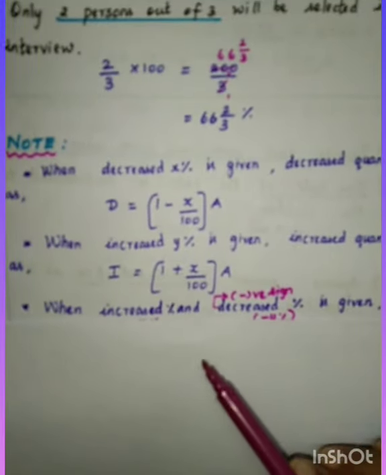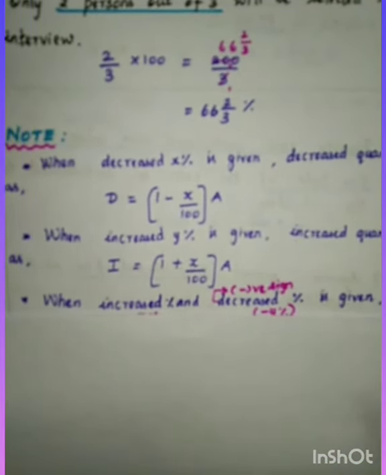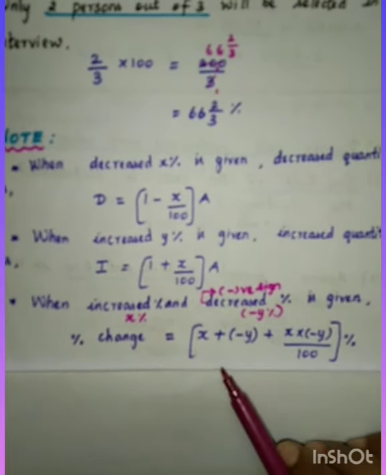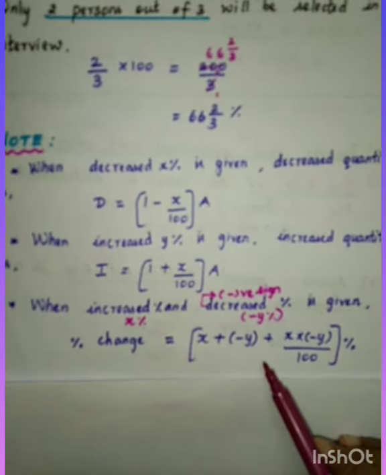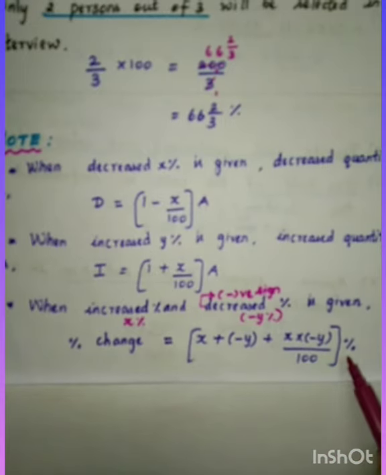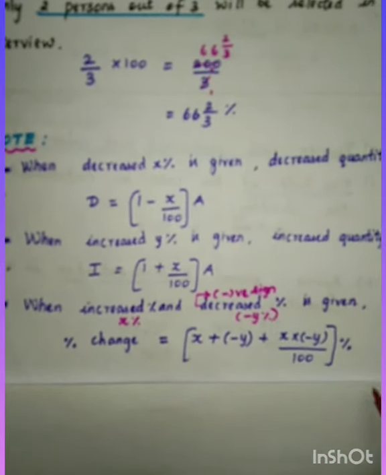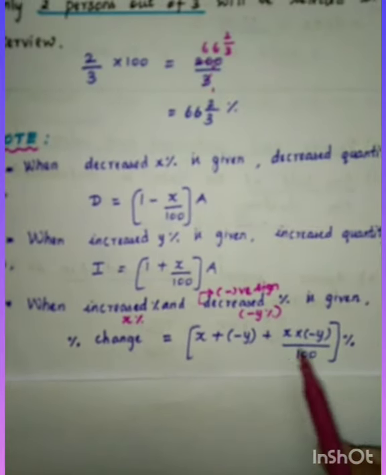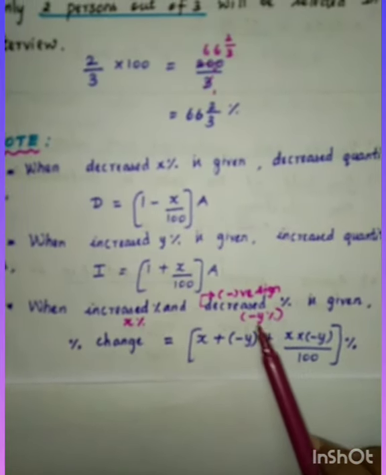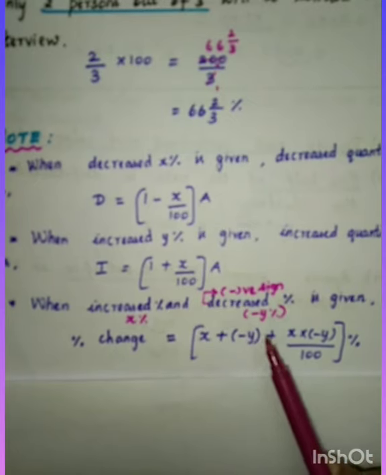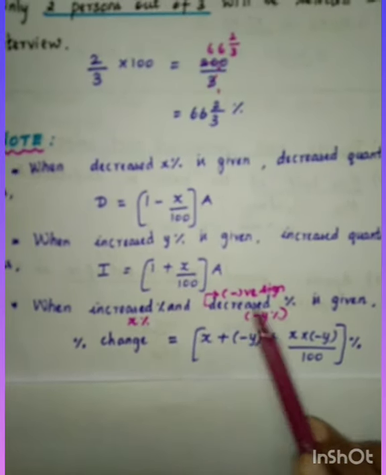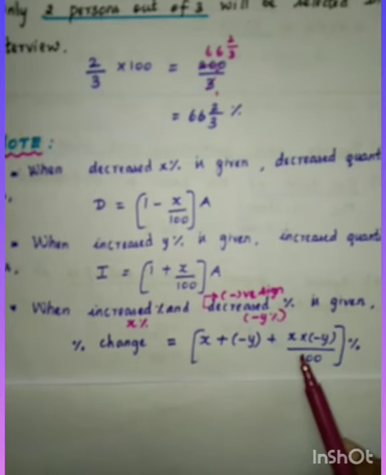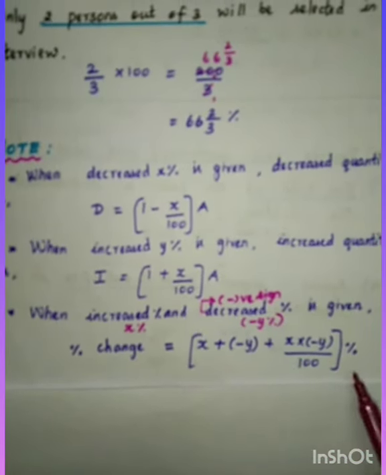Then when increased percentage and decreased percentage are given, the percentage change is x plus y plus x into y by 100 percentage. Increases x percentage and decreases minus y percentage. For the decreased value, in this condition we apply the minus sign. Therefore the change is x minus y plus x into minus y by 100 percentage.